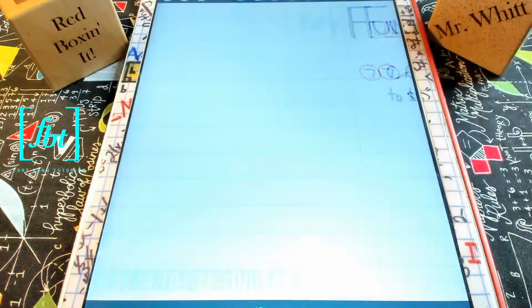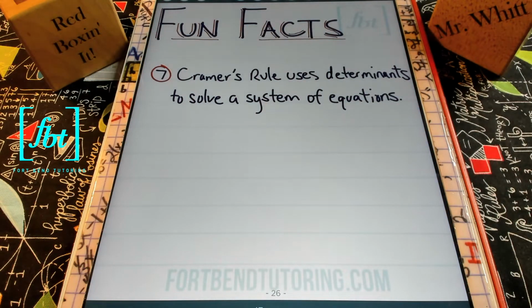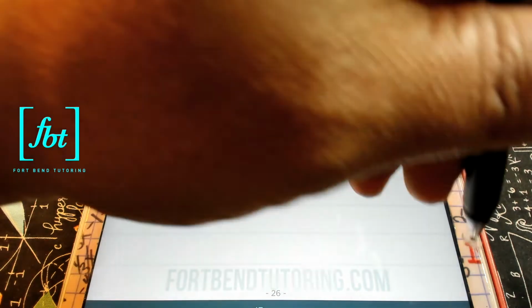Let's move on to our next fun fact, which is Cramer's rule uses determinants to solve a system of equations. Many students always wonder, why should I learn how to do this strategy? Well, when it comes to determinants, one of the usages of determinants is solving a system of equations. So, using Cramer's rule, you'll be expected to find the determinants of many different types of matrices. So, that's one reason for learning how to do determinants, guys. Let's keep this train moving.